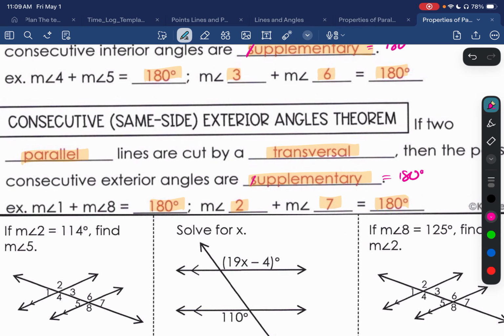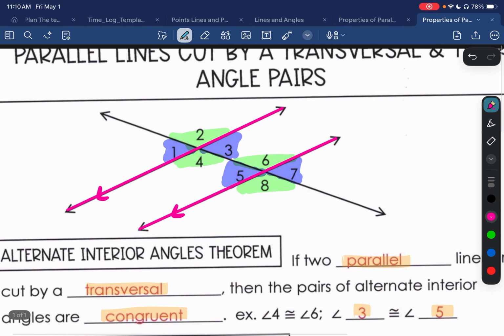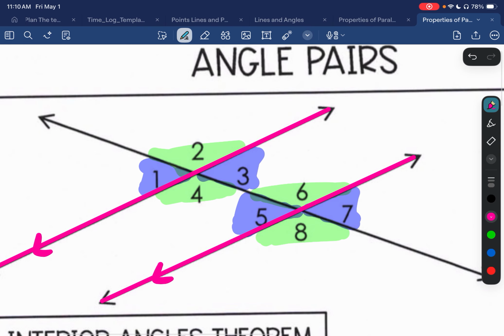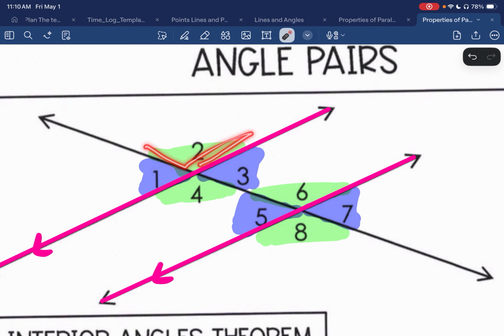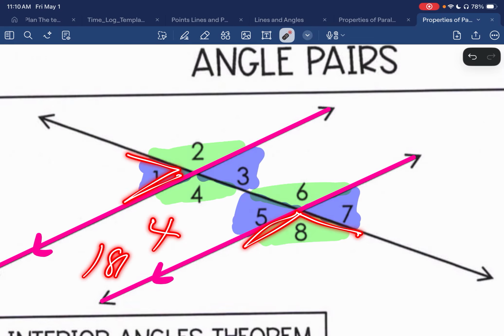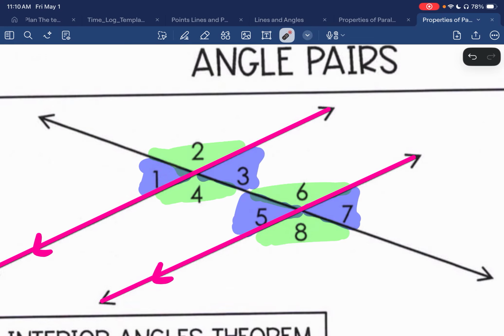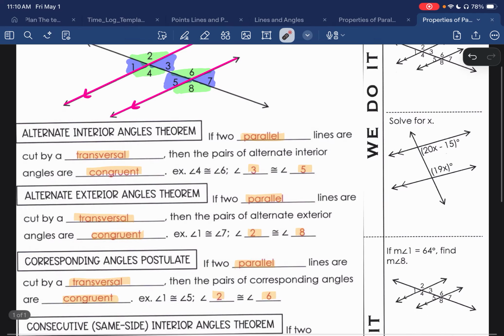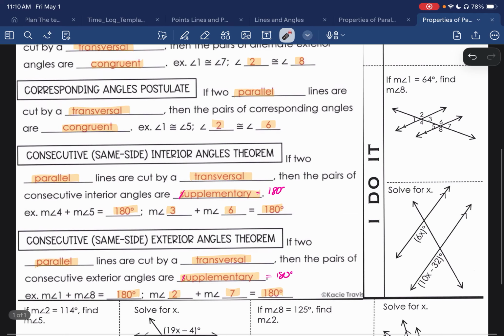All right, hit the pause. All right, let's go back up. What is consecutive exterior angles? So that means this angle right here plus this angle right here, those are my consecutive exterior, and when you add those up, those should equal 180 degrees. Same goes for this here. On the other outside, if you take this blue one plus this green one, when you add them up, they also equal 180 degrees. Always, always, always, for parallel lines, no matter what.